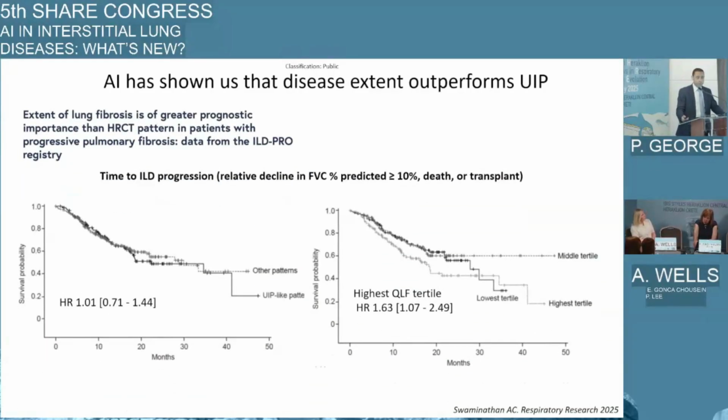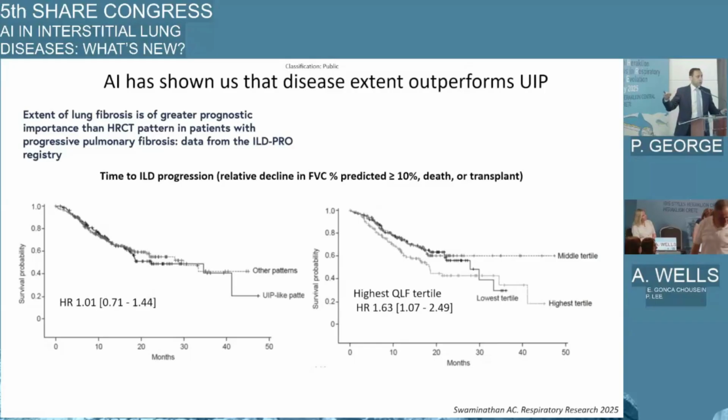This is another paper using QLF, quantitative lung fibrosis. And once again, you can see on the left-hand side, you have patients who have a UIP-like pattern. And on the right-hand side, you can see those with a high disease extent. And the lines on the left overlap, which shows that, again, UIP maybe doesn't discriminate so well. But on the right, our quantitative lung fibrosis score, our ability to identify disease extent using quantitative CT tools, is more discriminatory, showing us again that perhaps UIP is not the most important feature.